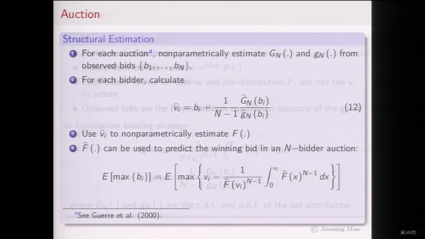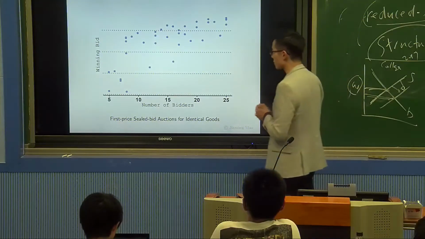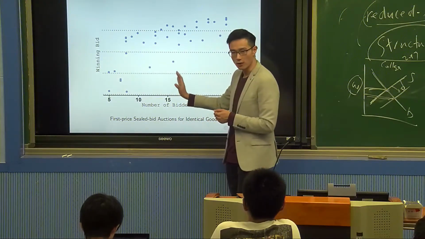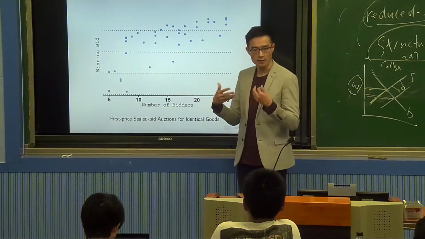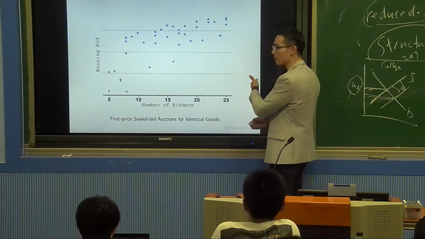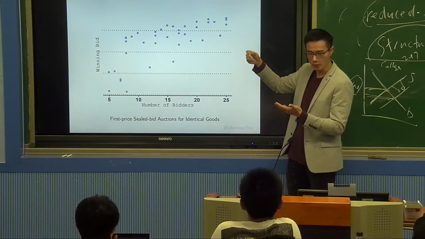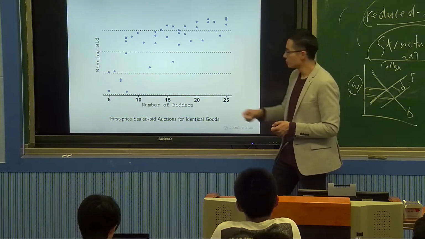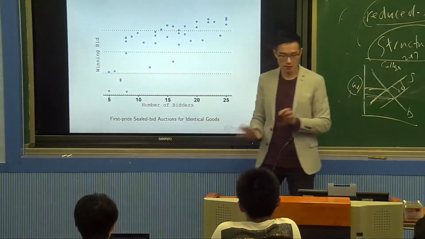So what is the goal I'm trying to achieve here? Suppose I'm interested in predicting the winning bid, conditional on the number of participants. Suppose I'm the organizer of the auction. I want to know, what if I have 30 people participating? What is my expected winning bid? I'm interested in that question. There are two ways to do it. The first way is to just fit a statistical model.